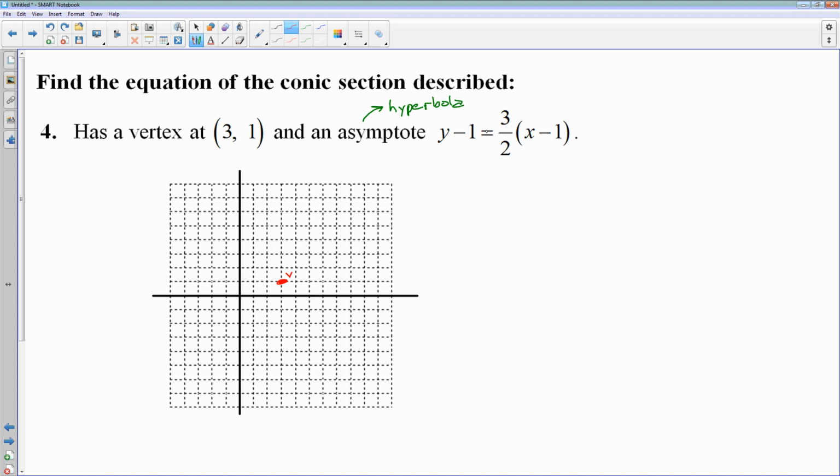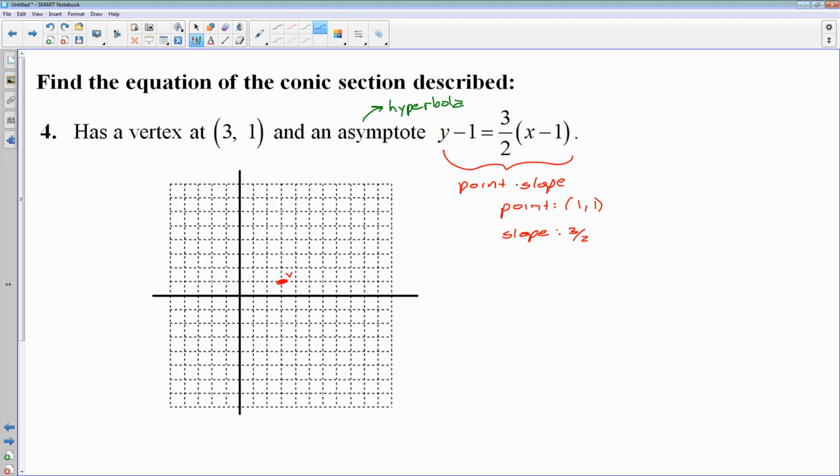That is in point-slope form, which I prefer. The point is (1, 1). Remember, the equation is y minus the y-coordinate equals the slope times x minus the x-coordinate. So my point is (1, 1), and the slope is 3 halves.